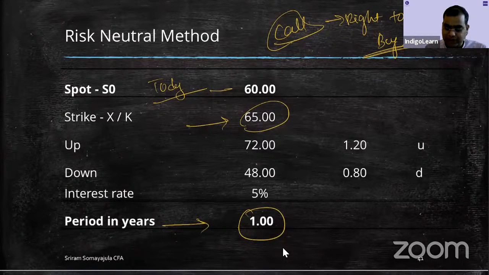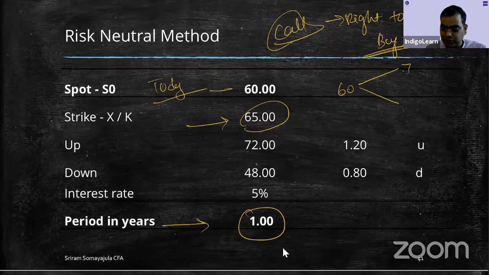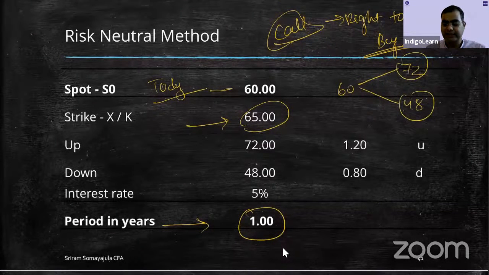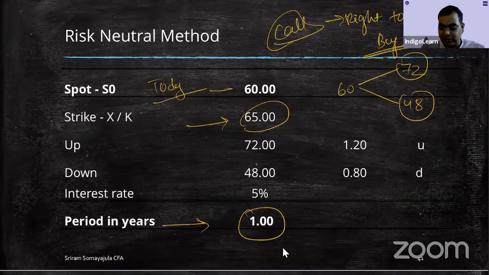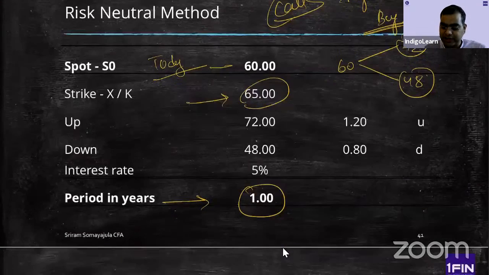And there are 2 possibilities. This is a very simplistic scenario. That is, today the spot is 60. It can go up to 72 or it can come down to 48. There are only 2 possibilities, right? This is a very theoretical thing. The stock prices can move anywhere. But in this risk neutral method, we are considering that there are only 2 possibilities. It can go up or it can come down.